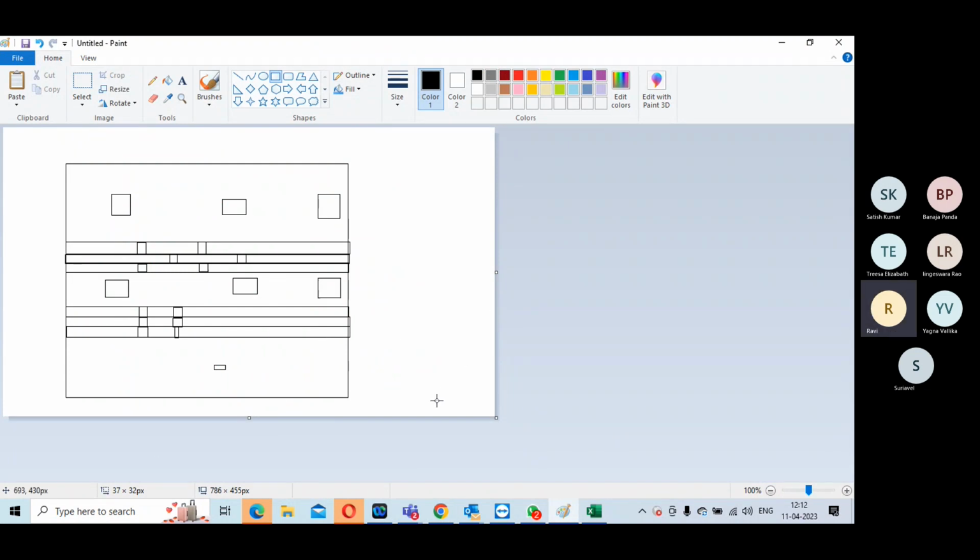Anyway, that's okay. Typical. So any other questions in the floor plan?